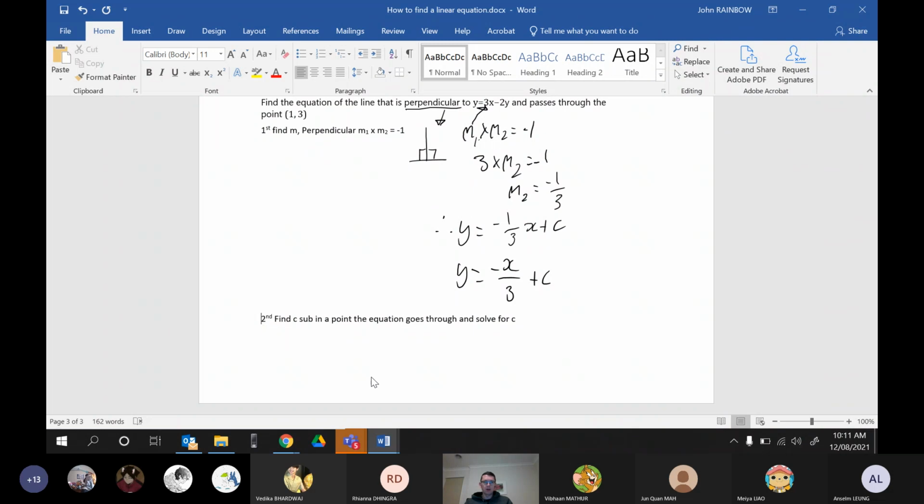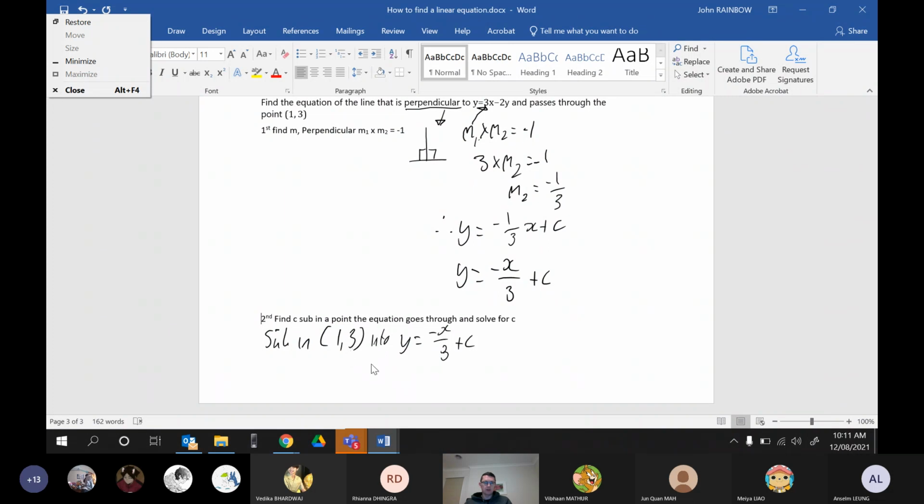Okay. So we know it goes through 1, 3. So we sub in 1, 3 into y equals -x on 3 plus c. So it's going to be, I just got to slow down here, 3 for y. I always stuff this up. 1 for x. 3 equals -1 on 3 plus c. Add a third to both sides. c equals 1 on 3 plus 3, because it's going to be positive. c equals, that's going to be 9 on 3. It's going to be 10 on 3.